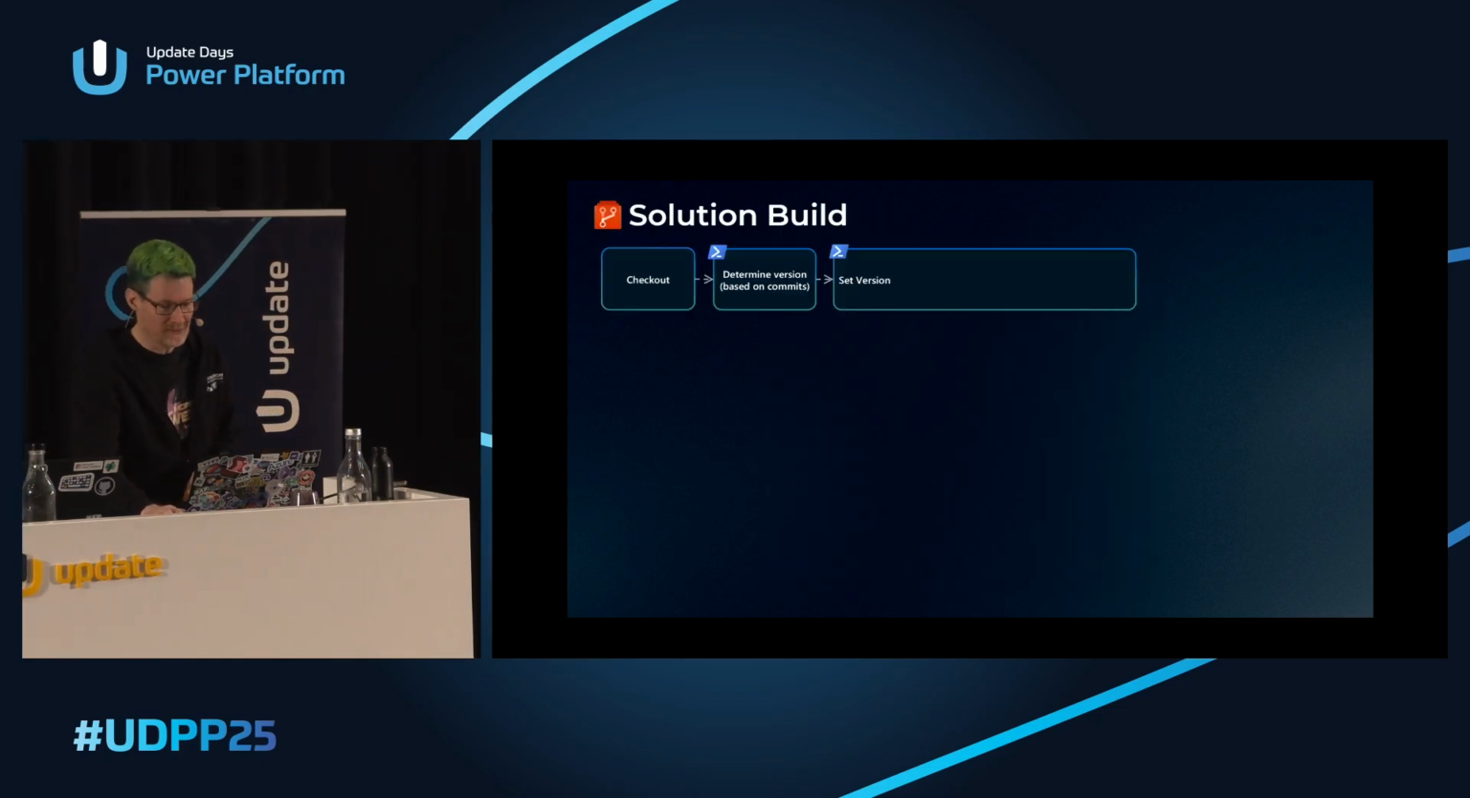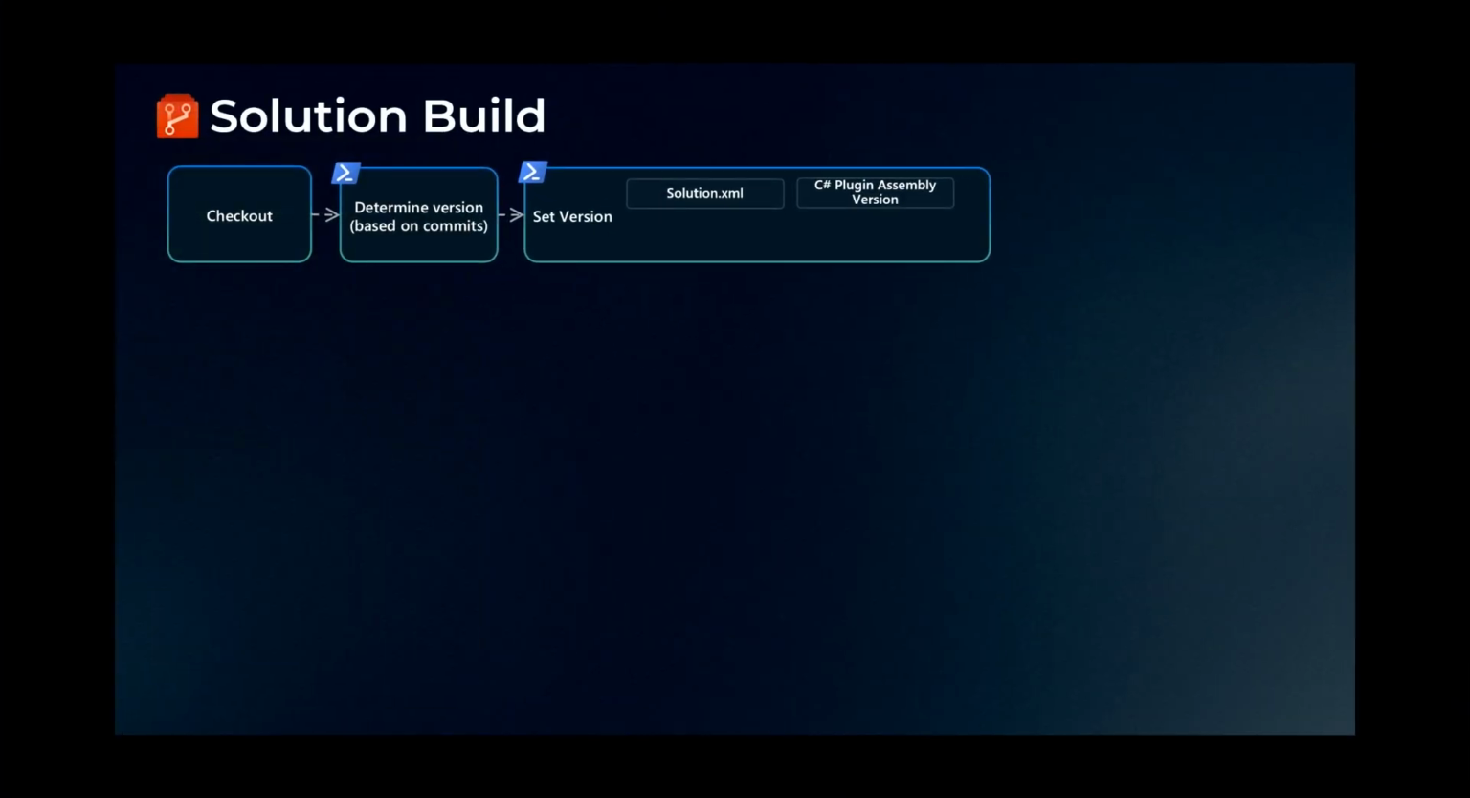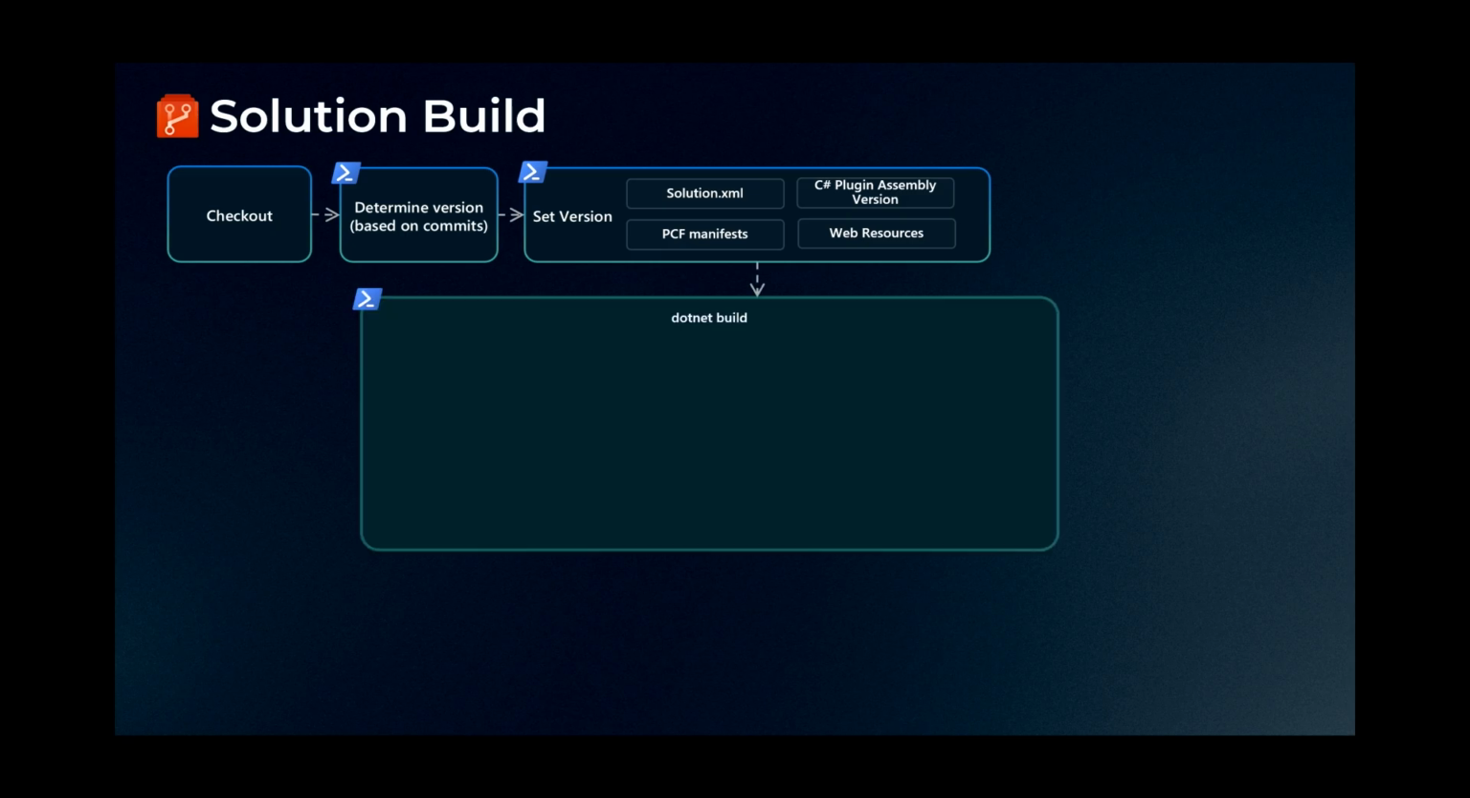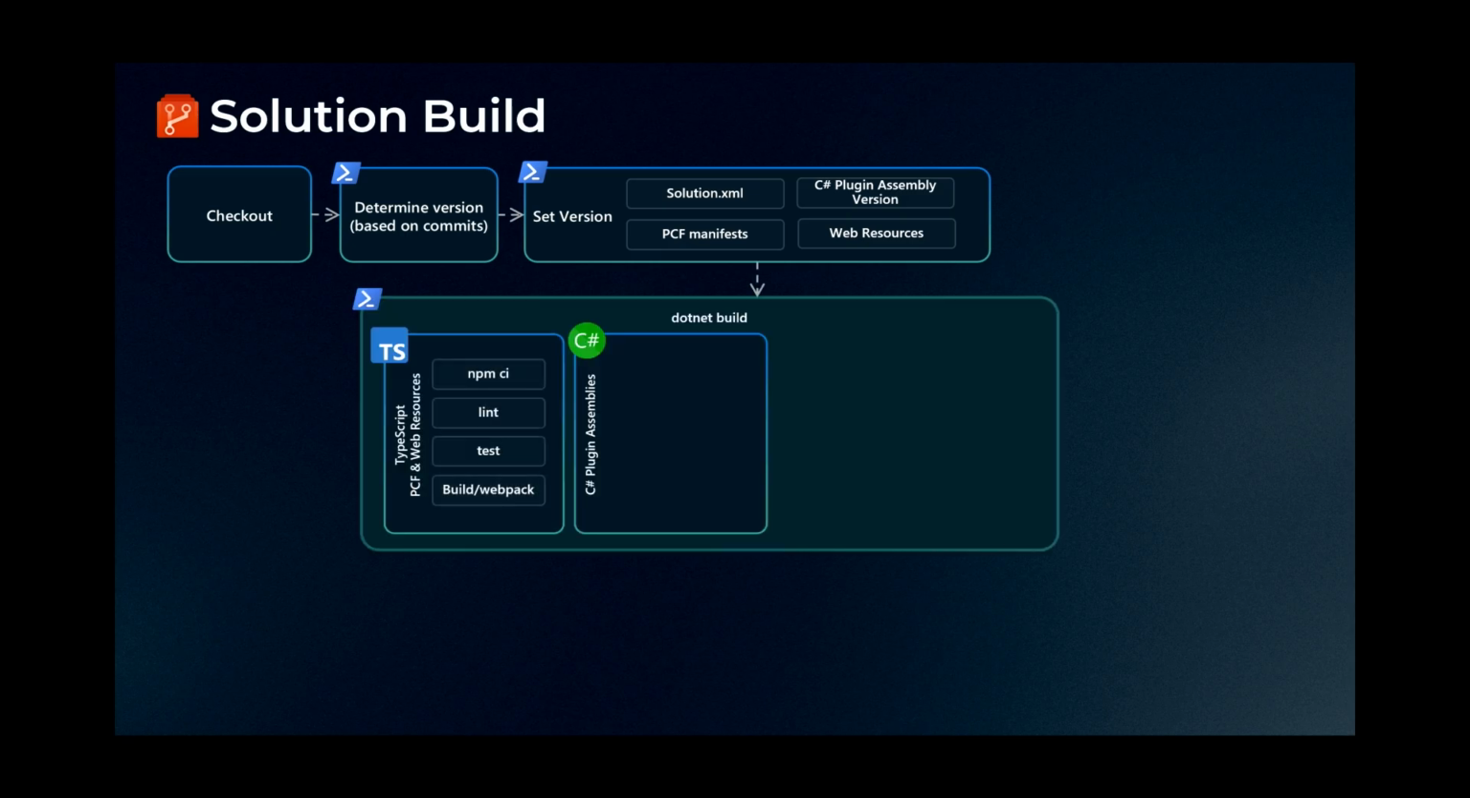So this is one of the advantages. So what you end up with is a set version. If it's changed, you determine if it has changed. You then have to set the version on your solution XML that's been unpacked. Plugin assembly, set those versions. PCF manifests, you can set those. Web resources. Sometimes you want to be able to show a version number in your web resource, so it's a good idea to be able to set that as well. And then you can do your .NET build.